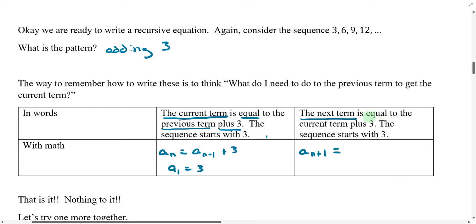This is going to be equal to the current term, which we know can be denoted by a sub n, and then we have plus 3. And then again we just have to define a starting point. So again, it's going to start at 3, and there we go. So this is another way to describe this sequence with a recursive equation. Rather than starting the equation off with a sub n, we started it off with a sub n plus 1. So both of these represent the same sequence. So that's it. Nothing to it, not too difficult at all.